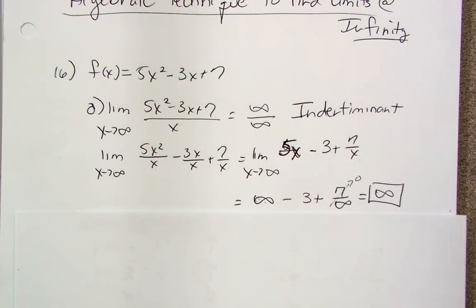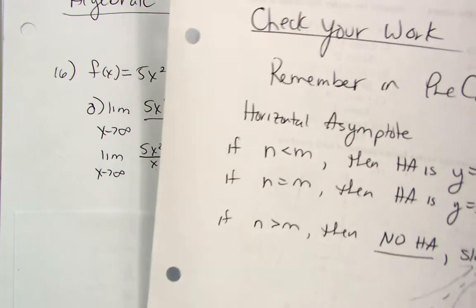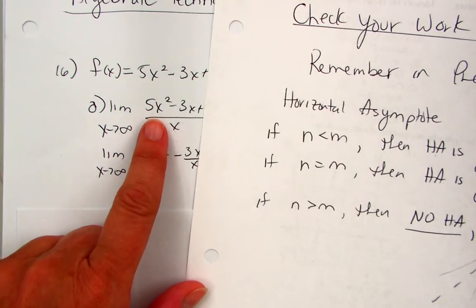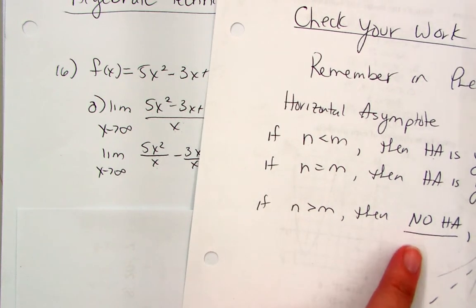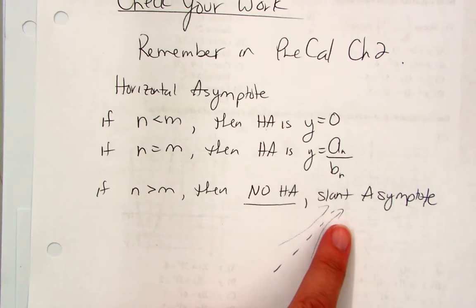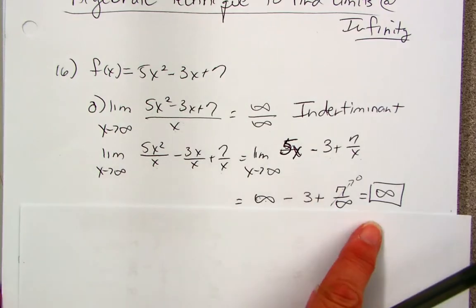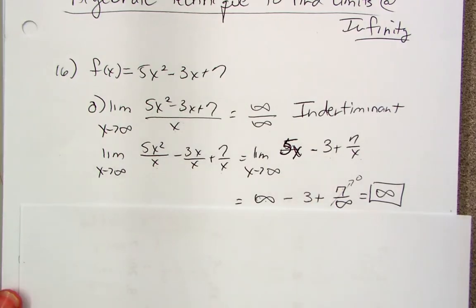Let's see if I can find those notes again. Here, my n is greater than my m. There is no horizontal asymptote. There's a possible slant asymptote, but either way, if there's no horizontal asymptote, that limit is not going to exist.